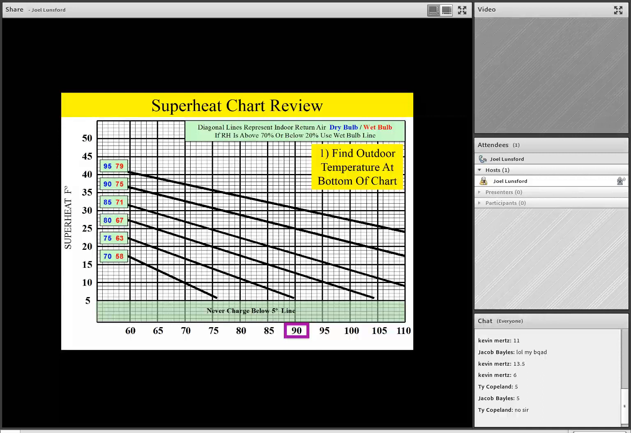We then go to our return air with our sling or digital psychrometer, and we measure the return air wet bulb and dry bulb temperature and the relative humidity to determine if we're going to use the dry bulb, the blue numbers, or the wet bulb, the red numbers. So in our example, let's say, for instance, we have 90 degrees outside, and we have 55% relative humidity. So we'll be using blue numbers. And we see we have 55% relative humidity, and it's 80 degree return air temperature in our example.